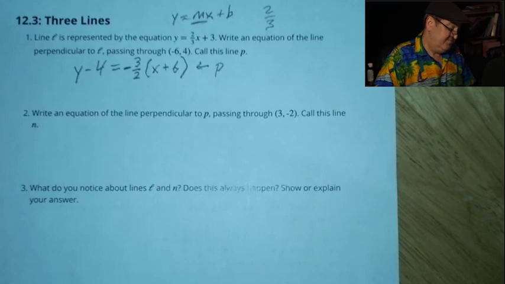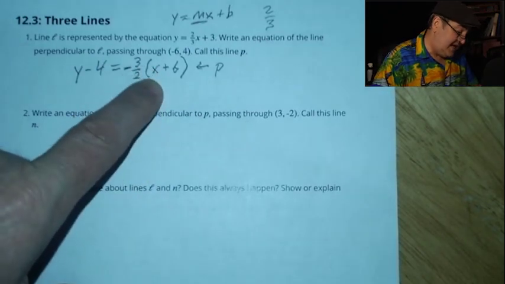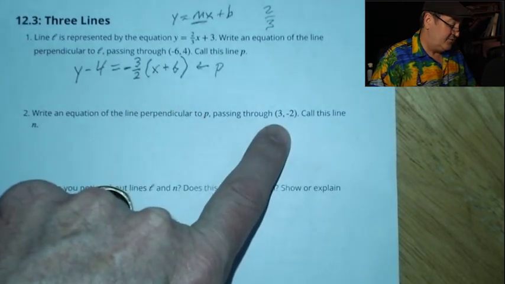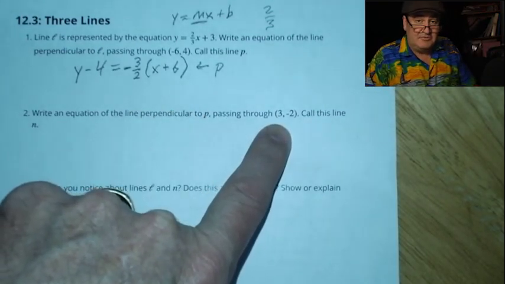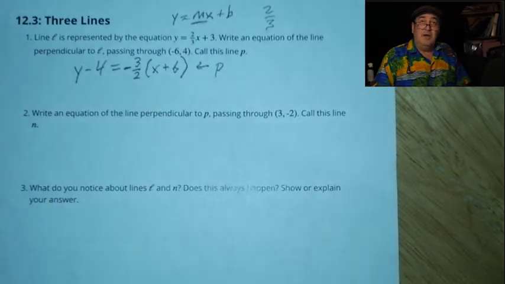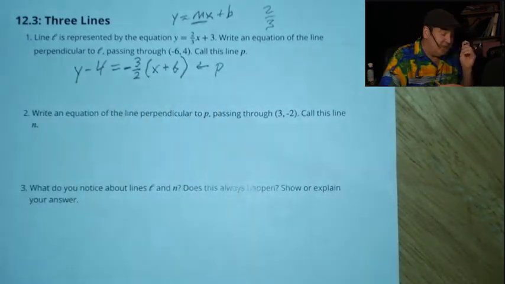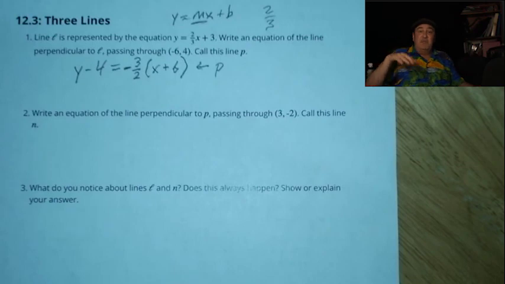calling that line P. So now we're supposed to write an equation of the line that's perpendicular to P that passes through (3, -2). So it gives us another point, and it's supposed to be perpendicular to that. Well, let's think about that. If we started with this line, what was our original line? L. We started with line L, and we made a line that was perpendicular to that, and we called it P. And now we're going to make one that's perpendicular to P.